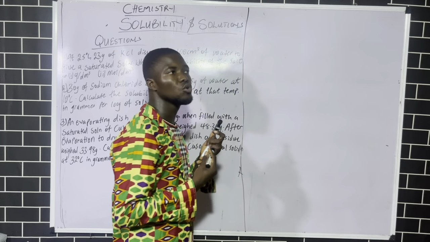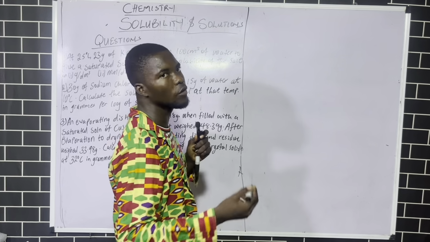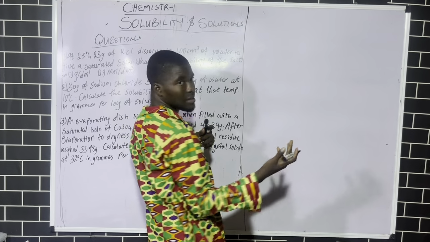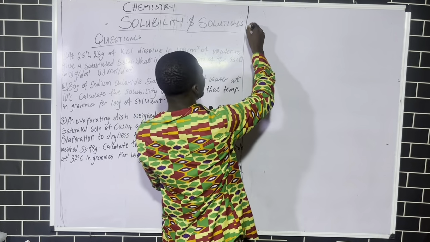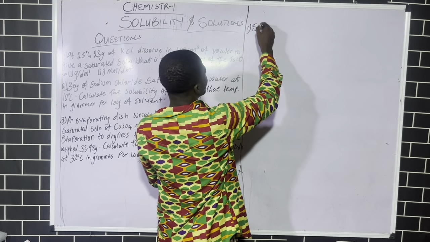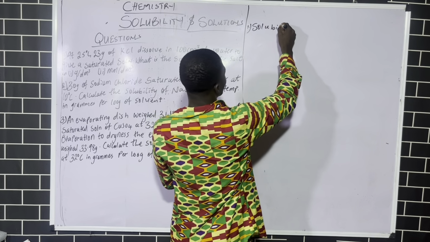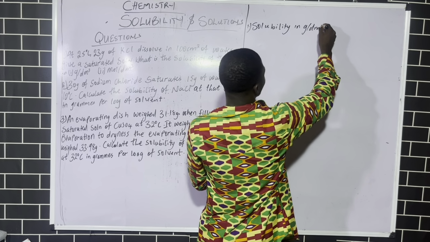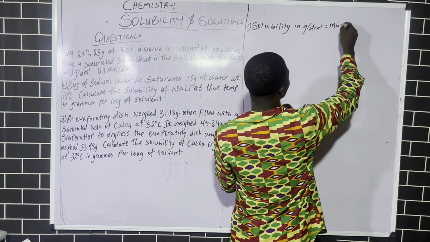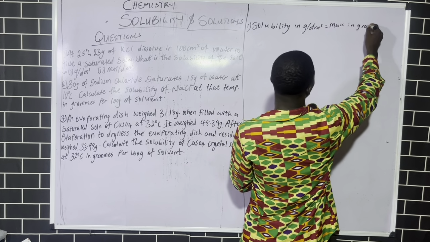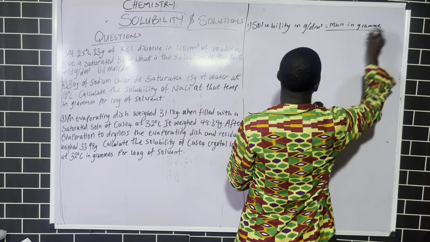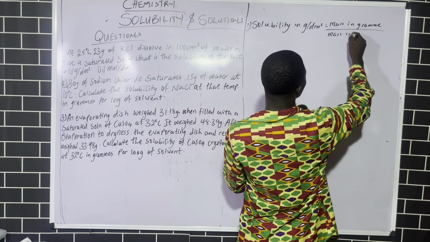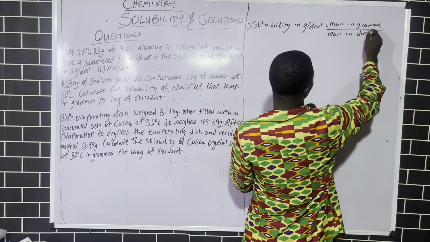Now, from that statement alone, you should be able to understand that when they say find the solubility of the salt in gram per dm cube, it simply means gram is the mass and dm cube is the solvent. So solubility in gram per dm cube is simply mass of solute in gram over volume of solvent in dm cube.